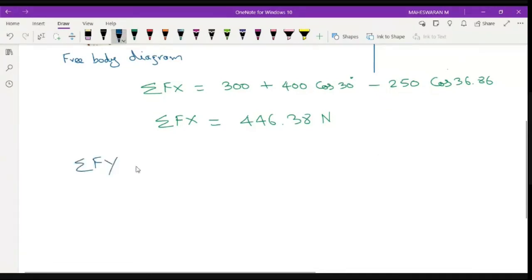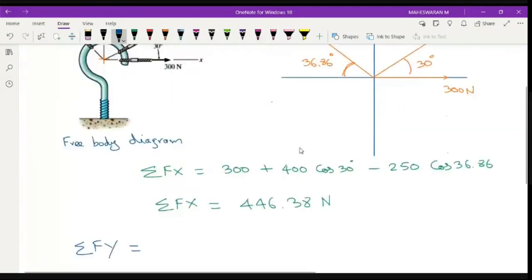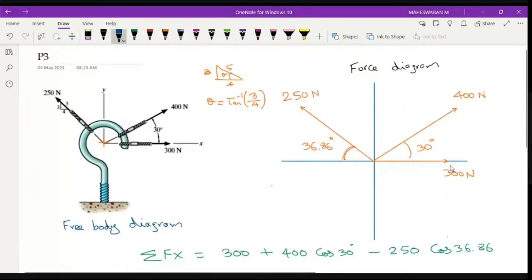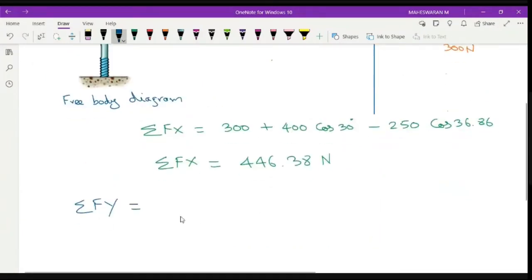Right? Now, I'll go for sigma Fy, and I will equate it. First force, you don't have Fy because it is already horizontal. So leave this. Go to the next one, bring it to the y-axis. It is positive y and your angle is increasing. So it is sine. So it is 400 sin 30.